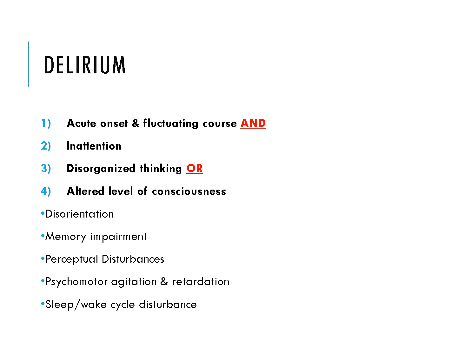Delirium usually presents with an acute onset and a fluctuating course, with associated inattention. There can be disorganization in thinking and altered level of consciousness. In older patients, we would see things like disorientation, sudden changes in memory, perceptual disturbances, evidence of psychomotor agitation or retardation, and disturbances in sleep.